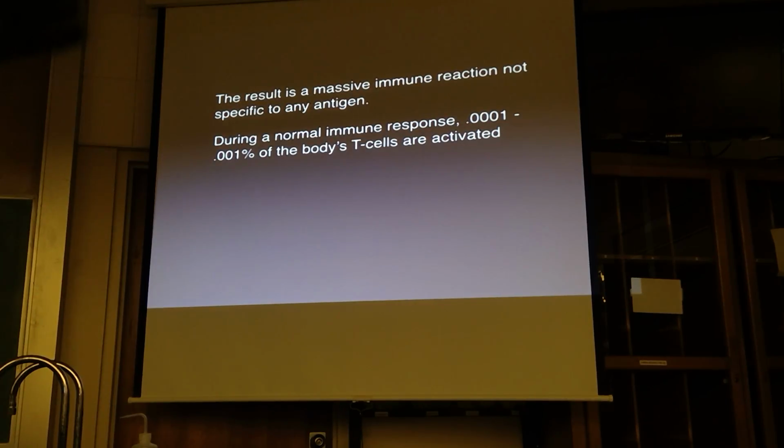I thought these numbers were kind of interesting: in a normal immune response, you're only activating about 0.1 to 0.001% of the body's T cells. Very small percentage. Normally, as I said, you have lots of subpopulations of T cells, but you're only maybe triggering the activity of one subpopulation. So it's a very small percentage of cells that are activated.